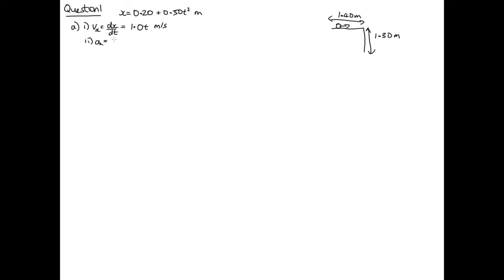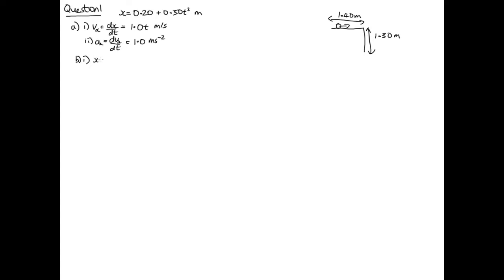And then we're asked to calculate the instantaneous acceleration as the car travels along the bench, and this will be the derivative of the velocity, or the second derivative of the displacement. And taking the derivative of this function with time, we end up with 1.0 meters per second squared in the x direction.